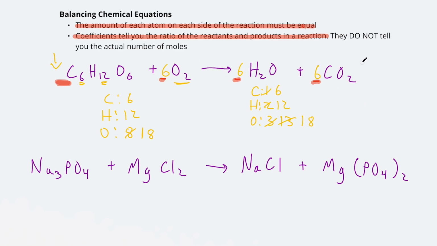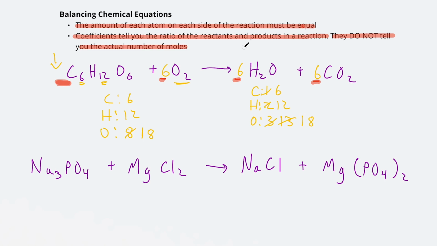What they do not tell you, and this is going to come up more in stoichiometry, is the actual amount of moles that you're working with. So sometimes people get mixed up where they have a problem where they're working with like 10 grams of some substance. And then you need to use that number of grams to find the number of moles that you have. And we'll talk about how to do that in the next video.